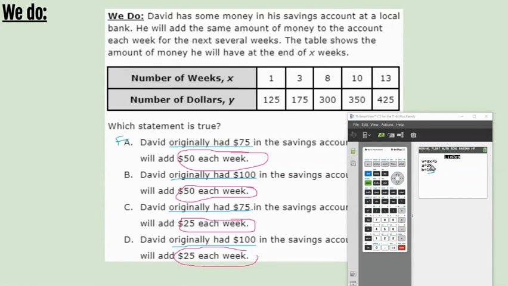Okay, David originally had $100 and now he's saving $50 each week. That's not true because our rate of change is 25 and he's going to be saving $25 each week. So that's false. David originally had $75. No, because our y-intercept is $100. So that's going to be false. So our correct answer is going to be D.